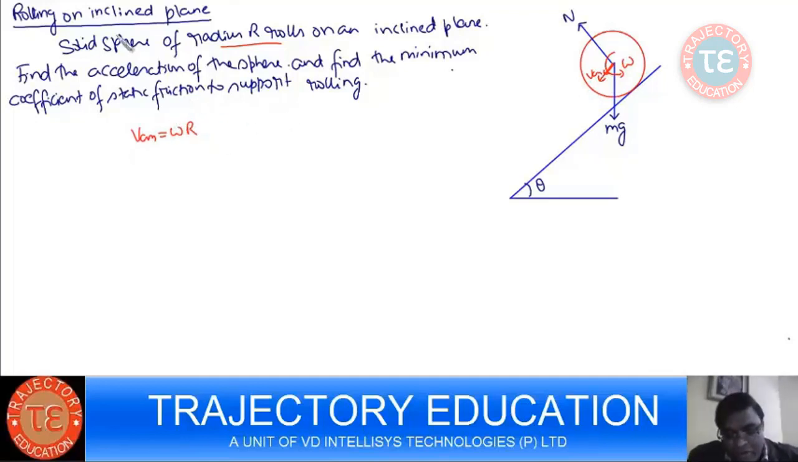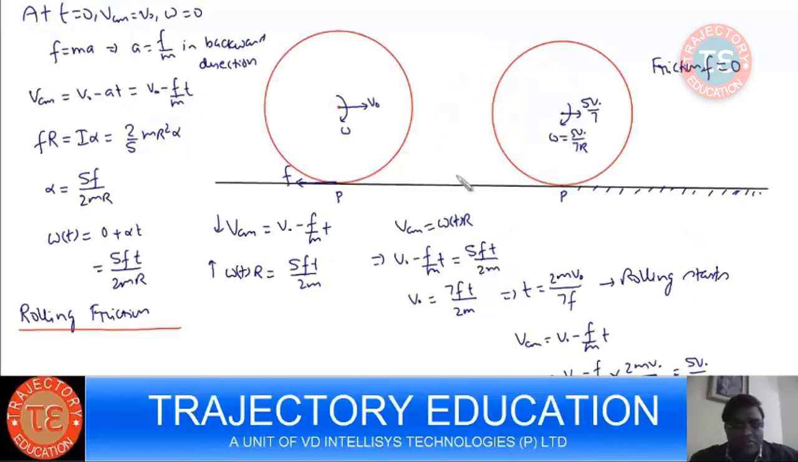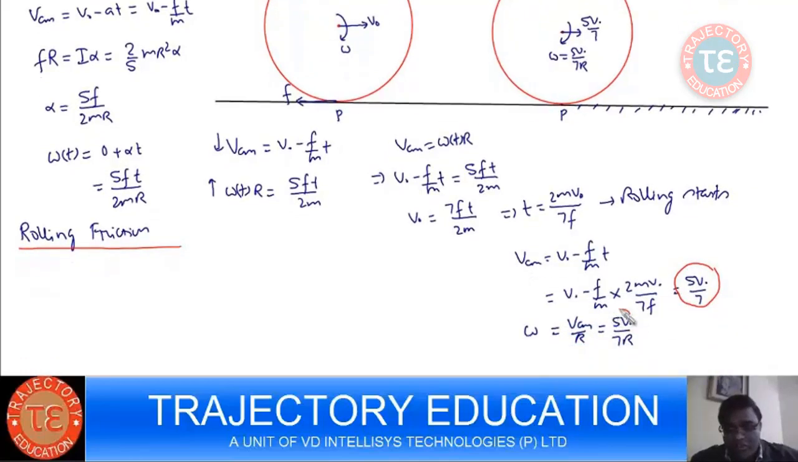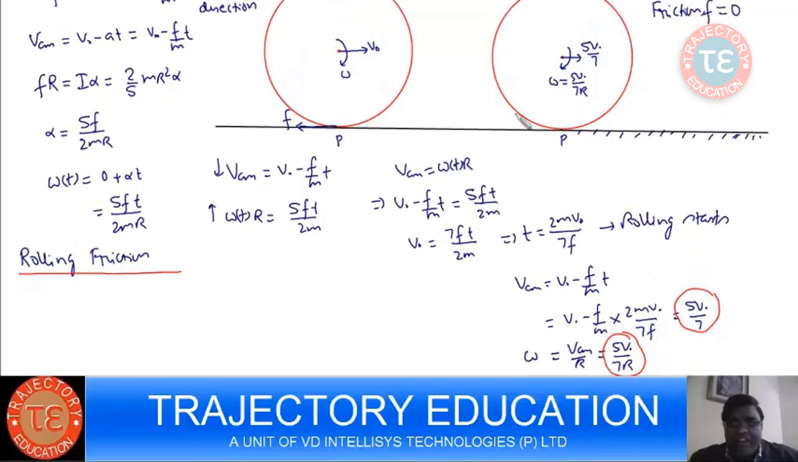See, VCM equal to omega r does not mean that VCM and omega both are constant. They can remain constant, like we saw in the case of rolling on a plane surface. VCM was equal to omega r after the body starts rolling, and VCM and omega both are constant. This was our VCM, and then we got the omega r also. In this case, your VCM and omega r both are equal and they are constant.